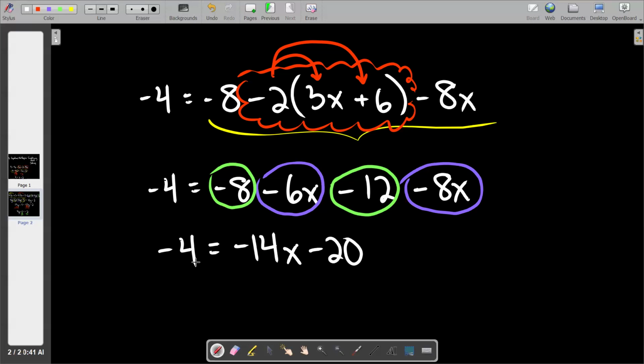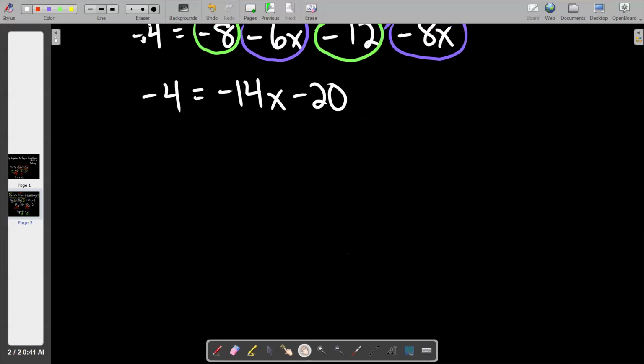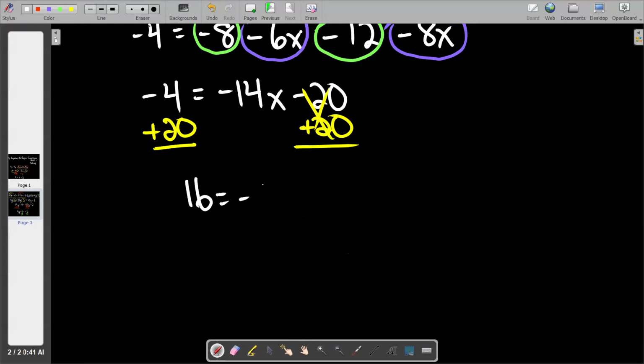You can't say, well, what about the X's? They're already together. They're in one place. So we got to get rid of that -20. We're going to add 20 to both sides. What's my next line say? 16 equals -14x. Next step.